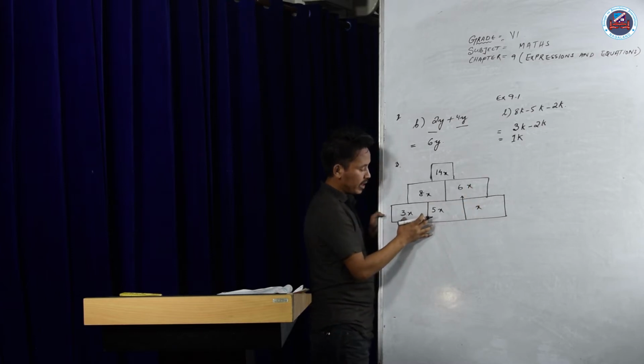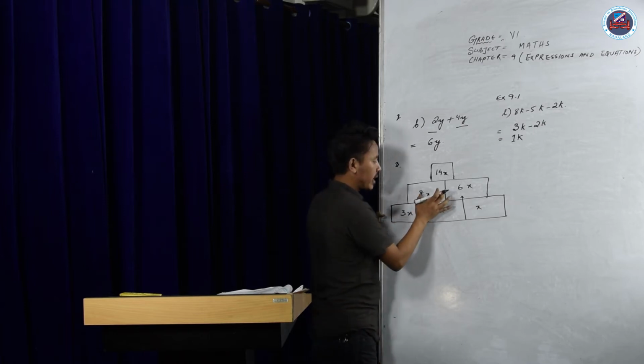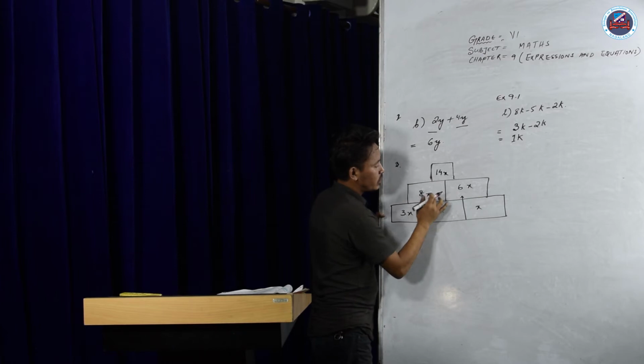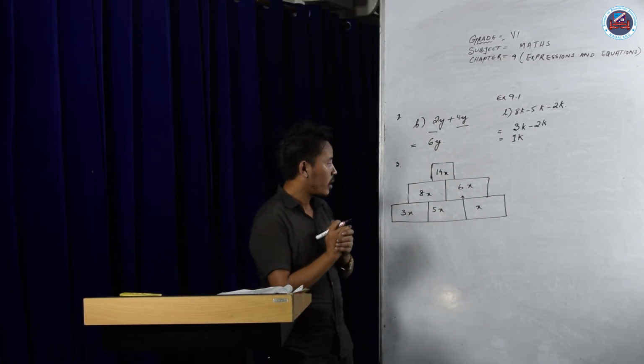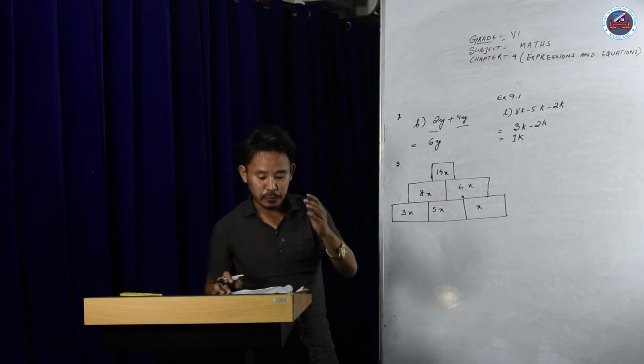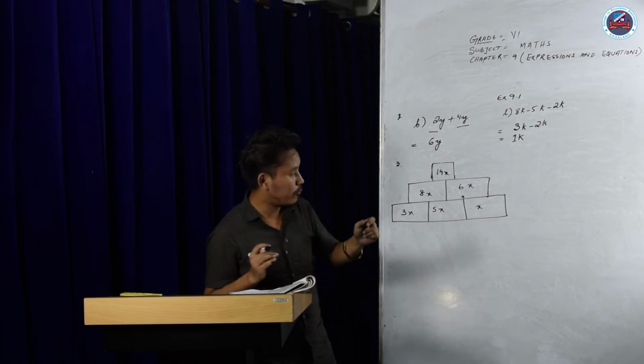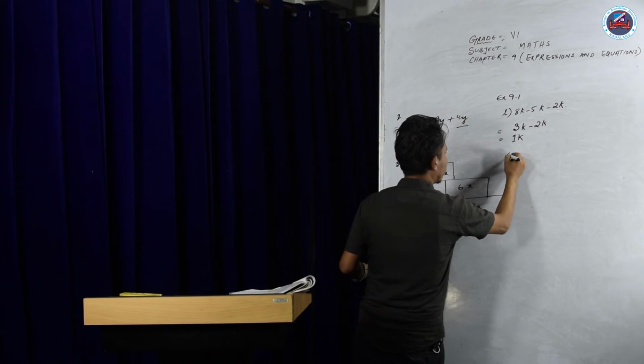Same way, 3x and 5x. When we add these two together, we get 8x. Right? So 8x and 6x. When we add these two together, we get the value as 14x. So that should do. Question B is for you to practice. Now let's move on to question number 4.